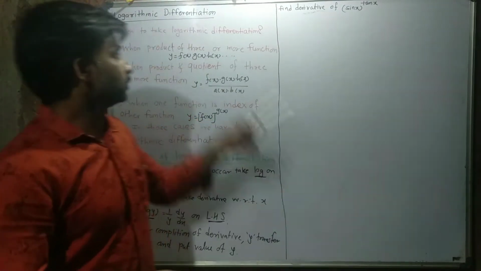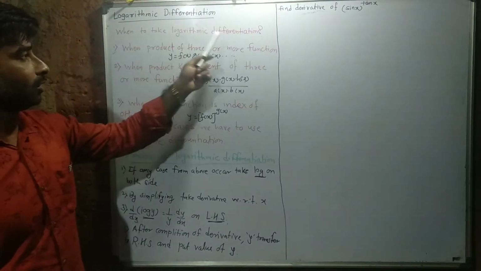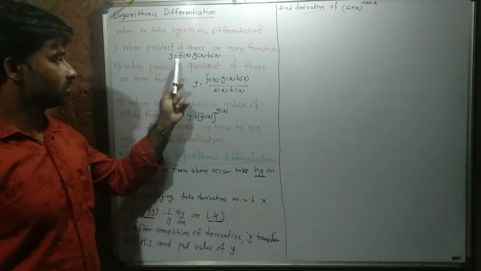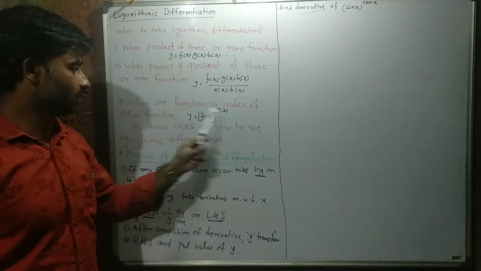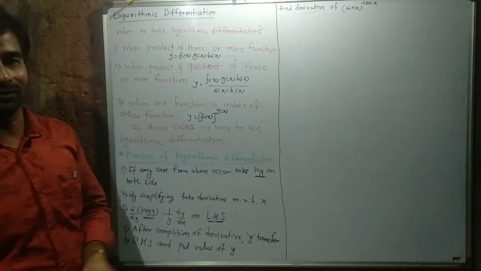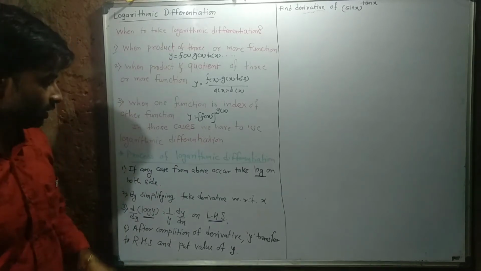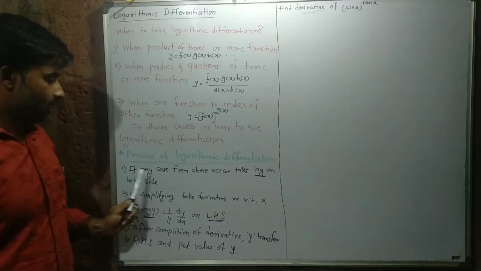Right now we are going with the logarithmic differentiation, inside which we will see where logarithmic differentiation is used: when there is a product of three or more functions, a product and quotient of three or more functions, or when one function is the index of another function. At that time we have to use the logarithmic differentiation.